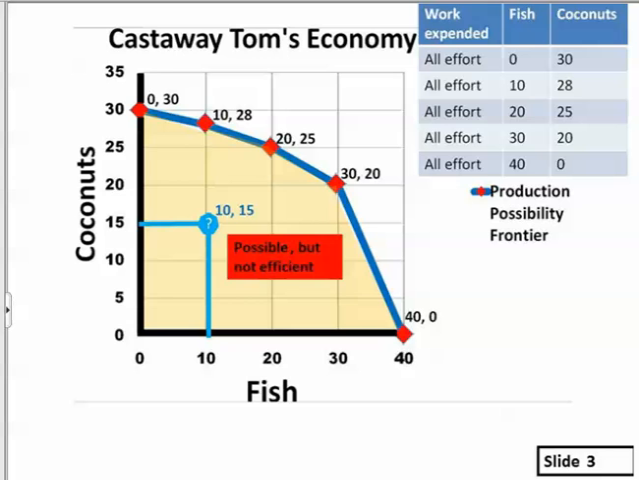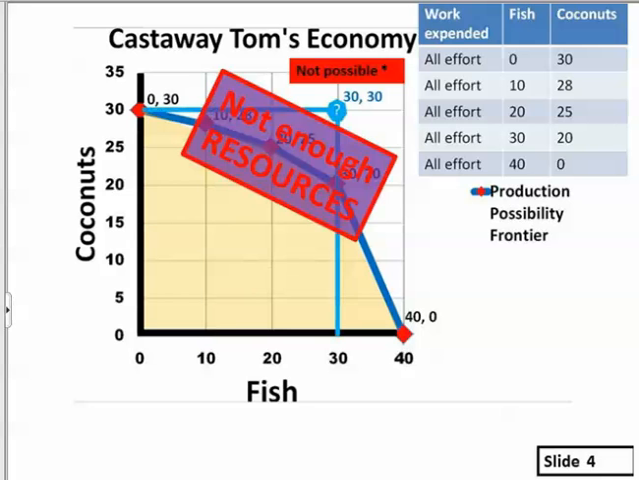However, he needs all of the production that he can get in order to have enough food to survive, enough coconuts and enough fish. So, although it'd be possible for him to produce down in that area, it would not be efficient. Okay? And we also saw that it's not possible at all for him to produce out beyond the production possibility frontier curve, because he's using all of his available resources just to get to the curve itself. Any spot on that curve is using all of his resources.